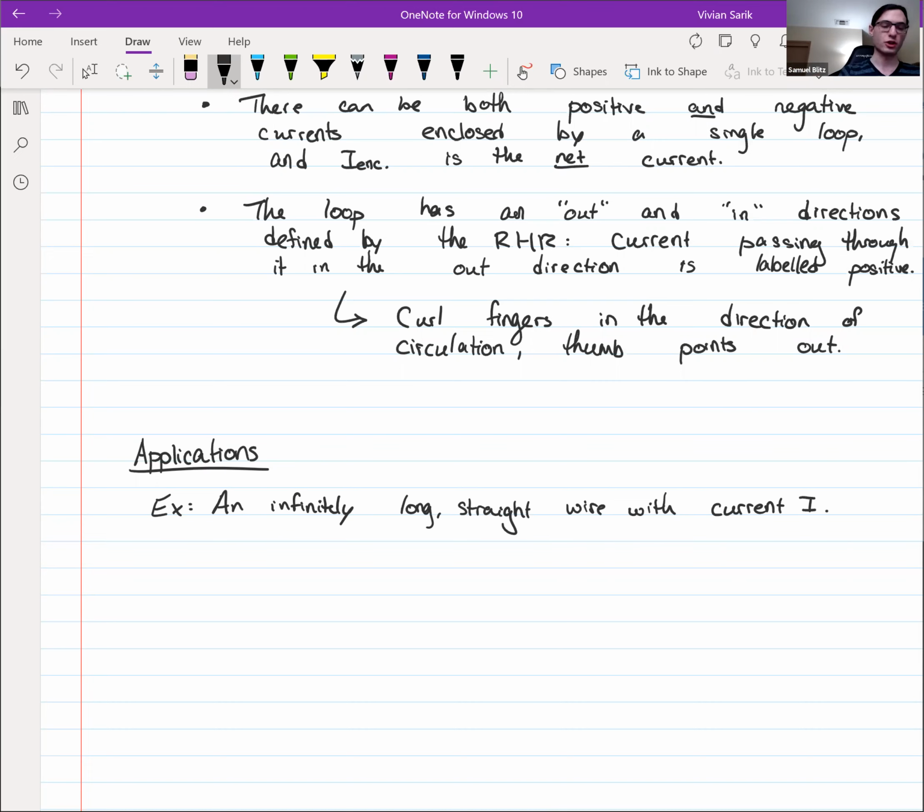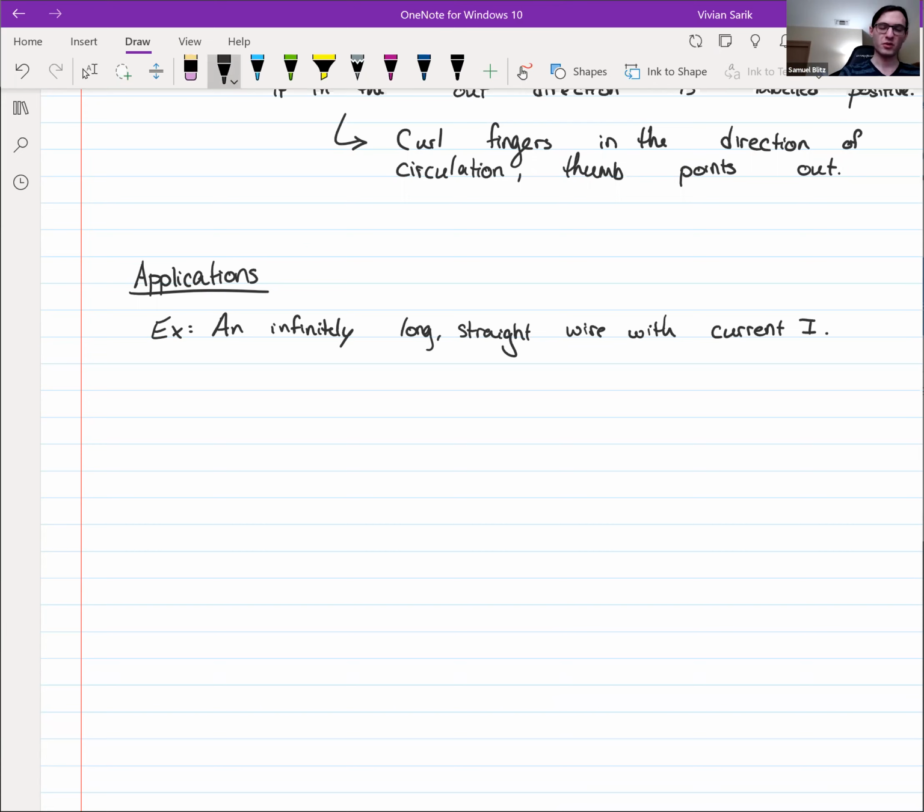Right. So here's the picture. You have an infinitely long straight wire, current, say, running up it. I should put the I on the other side. So before we actually start doing the problem, we have to solve it.